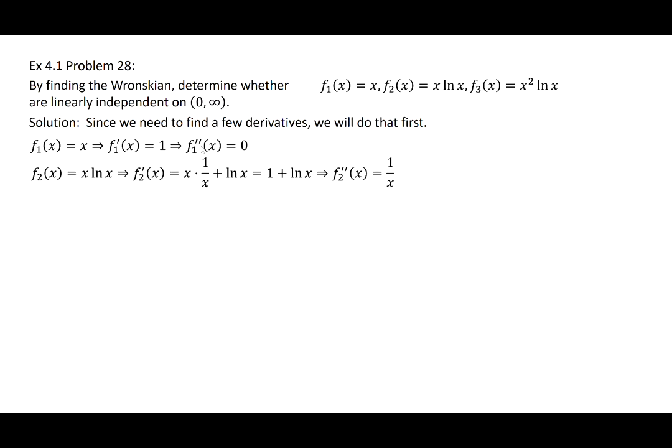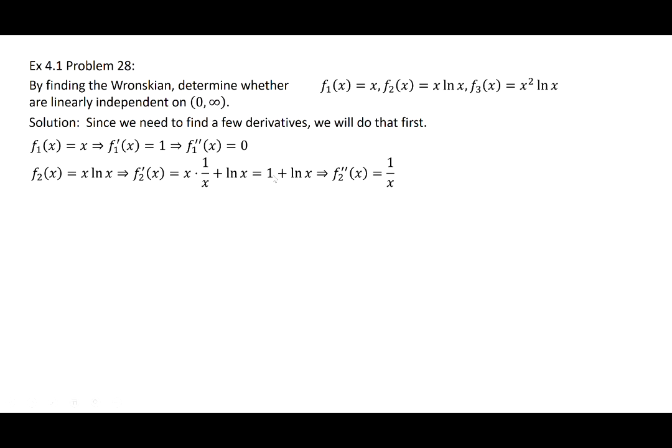Okay. F2 of x, on the other hand, is x natural log of x. So here we need to apply the product rule to get f2 prime. First function x times the second function derivative, which is 1 over x, plus second function times the derivative of the first function gives us this. And it's a good idea to simplify this part. X times 1 over x is 1. So that's what I wrote.